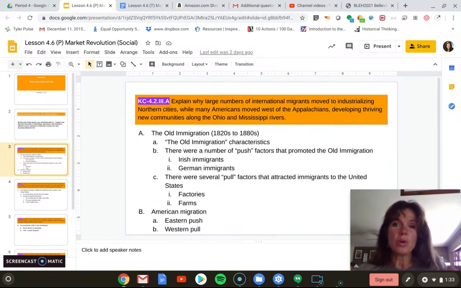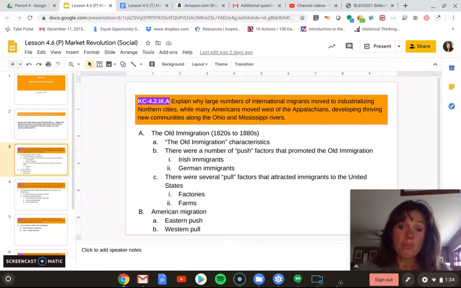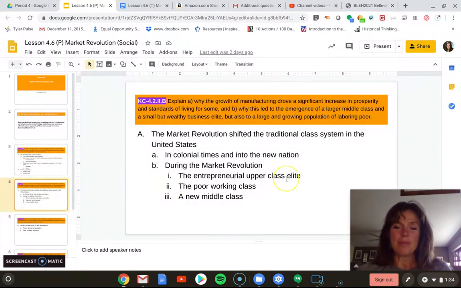The Western pull: some Americans who had money were pulled into the states of the old Northwest Territory, where they could farm and be self-sufficient and be left alone. And during the market revolution time period, we see new cities in the West develop, such as Chicago, Illinois, Milwaukee, Wisconsin, and St. Louis, Missouri, as these immigrants pulled them away.